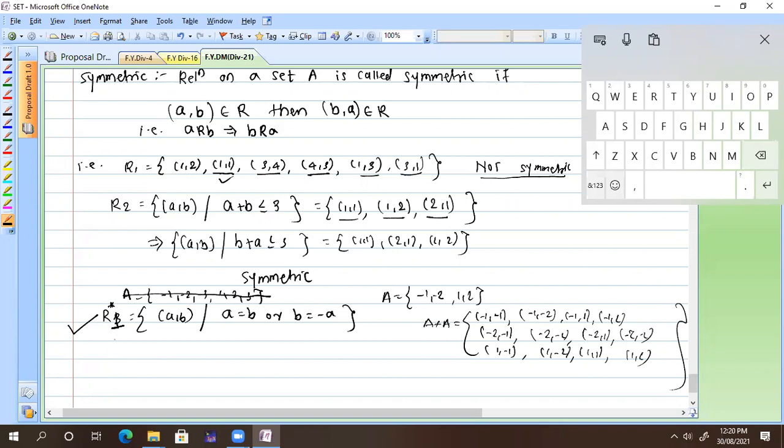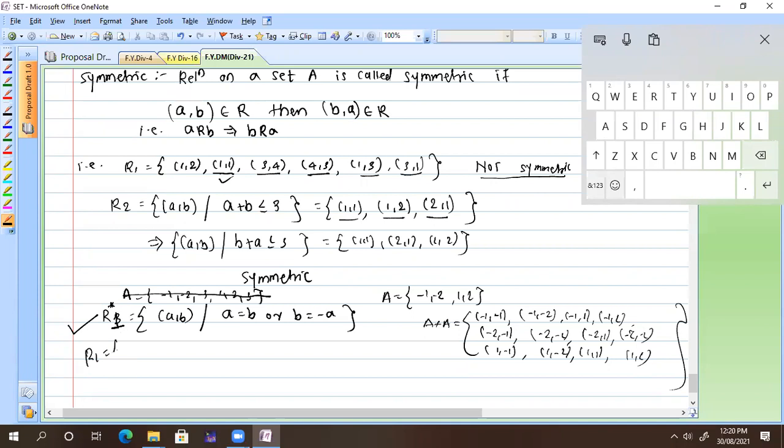So my question is that R1 is a subset. R1 contains some elements of A cross A, yes or no? So such kinds of elements are there, minus, plus, everything is there. So my question is whether R1 is symmetric on set A. Sir, if any one element from A cross A satisfies the condition, then we can say it's R1 condition, so we can say it's symmetric.